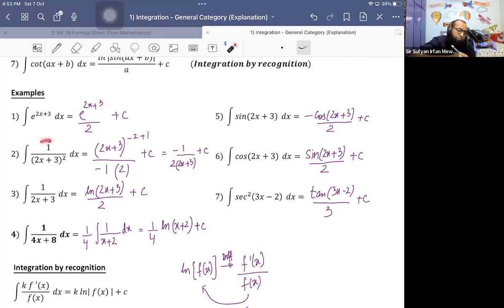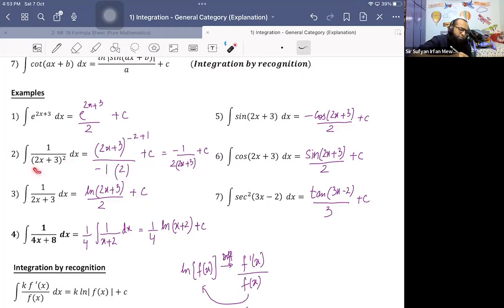Then 1 upon (2x plus 3) whole square. We know that whenever there's a function in the denominator and we have to integrate it, we bring it to the numerator. This is what we know, right? ये बात हमें पता है कि जब भी function denominator में होता है तो हम उसको numerator में लेके आते हैं, फिर integrate करते हैं.